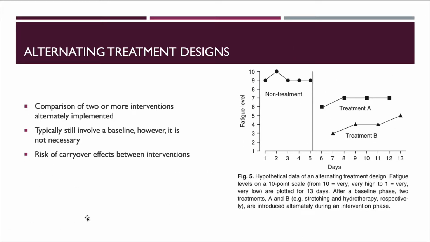An alternating treatment design is where you use multiple interventions, different treatments, treatment A, treatment B, and again, look at performance. This design really only works if there isn't a lot of carryover effect between the interventions, meaning if you do it today, it doesn't necessarily affect you tomorrow.